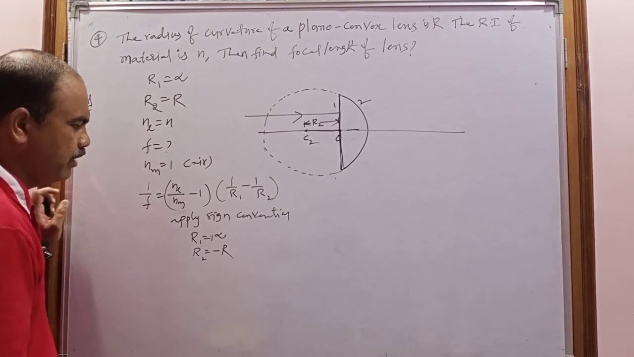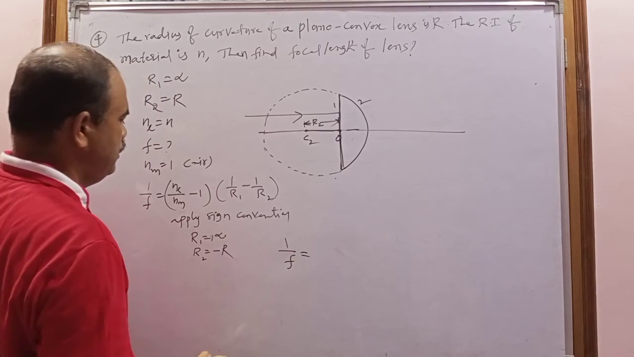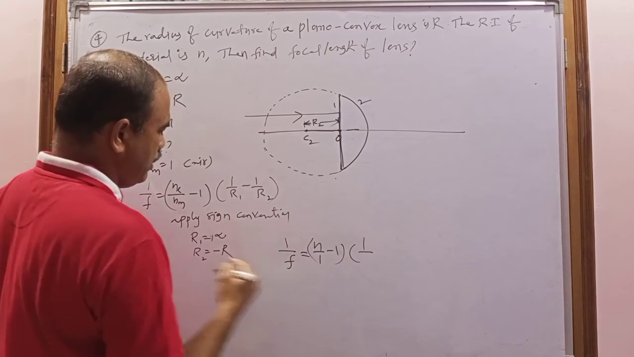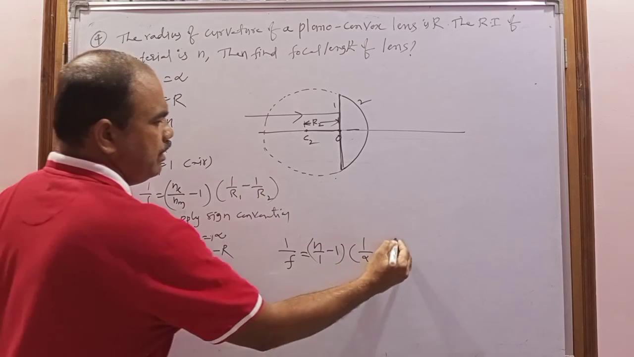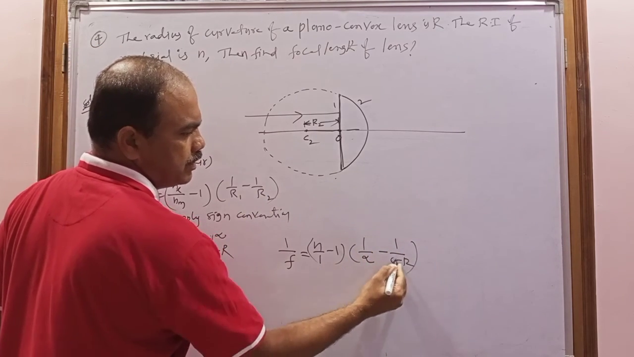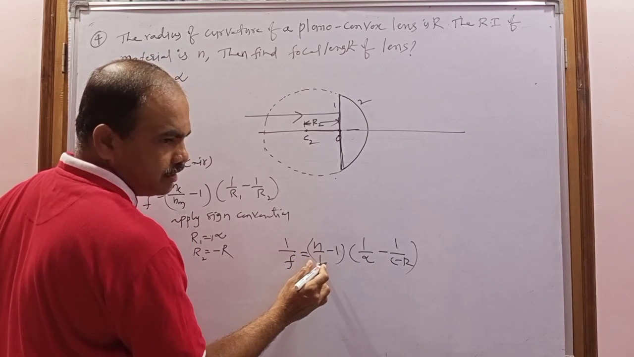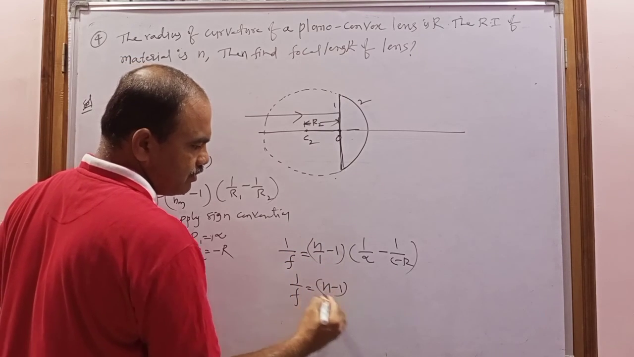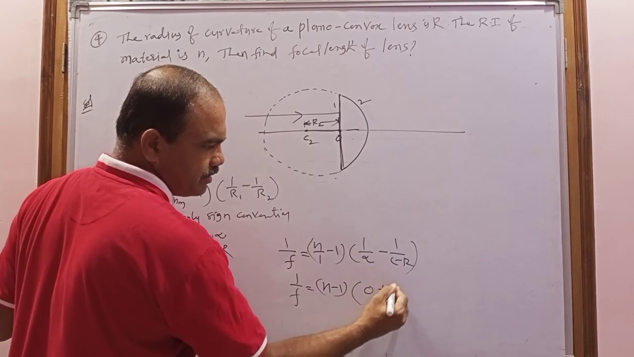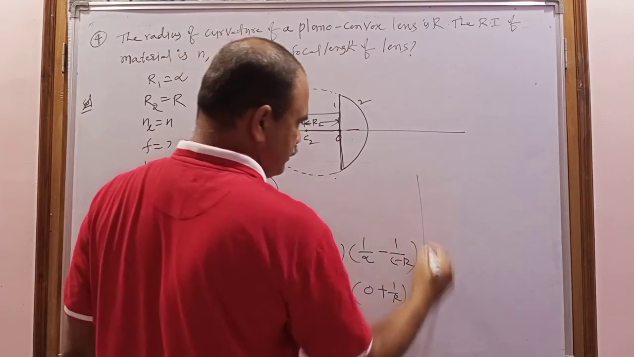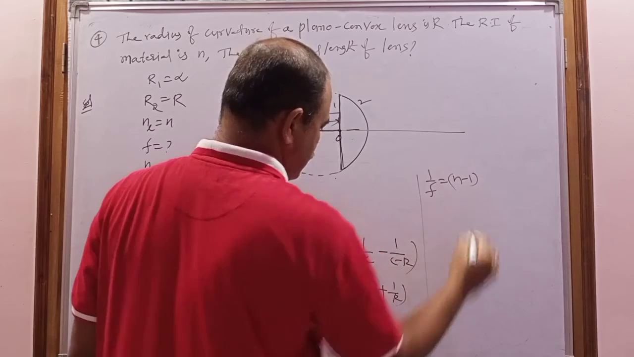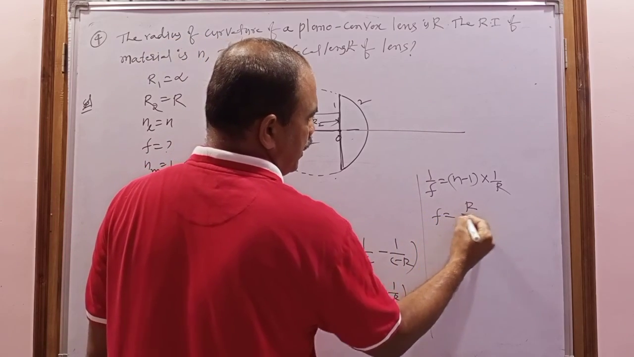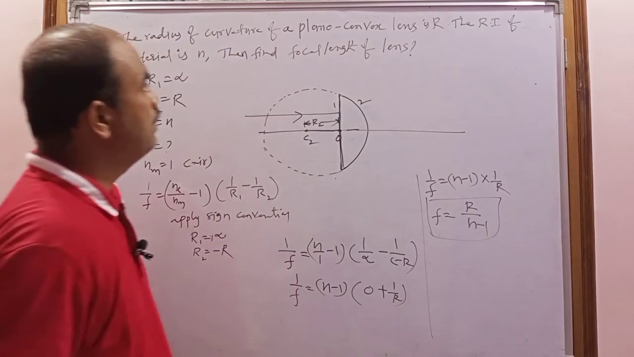Again, substitute these values in the above equation. 1 by f equals n by 1 minus 1, into 1 by R1, where R1 is infinity, minus 1 by R2, where R2 is minus R. So minus into minus becomes plus. n by 1 is nothing but n. So 1 by f equals n minus 1 into, 1 by infinity is 0, plus 1 by R. Simplifying, 1 by f equals n minus 1 times 1 by R. Now when I invert it, f equals R by n minus 1. So this is the focal length of the given lens.